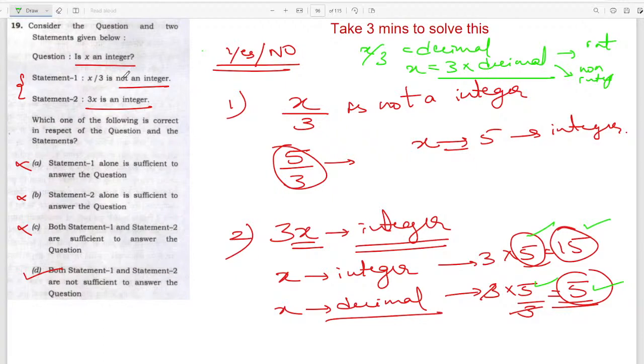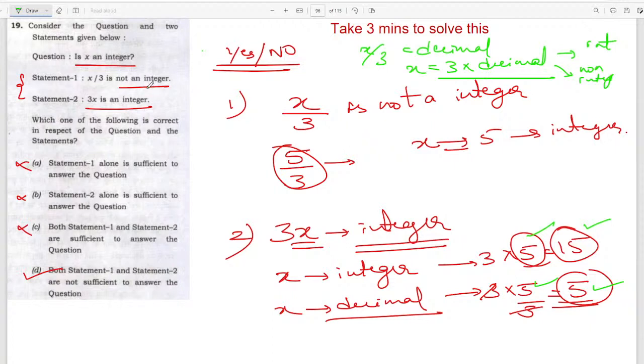And if I take a decimal, that is 5 by 3. If x is 5 by 3, this is 5 by 9. That is not an integer. Statement 1 is true. 3 into 5 by 3 is 5. That's also an integer. So even 5 by 3, a decimal number, also is satisfying both the statements. An integer is also satisfying both these statements.